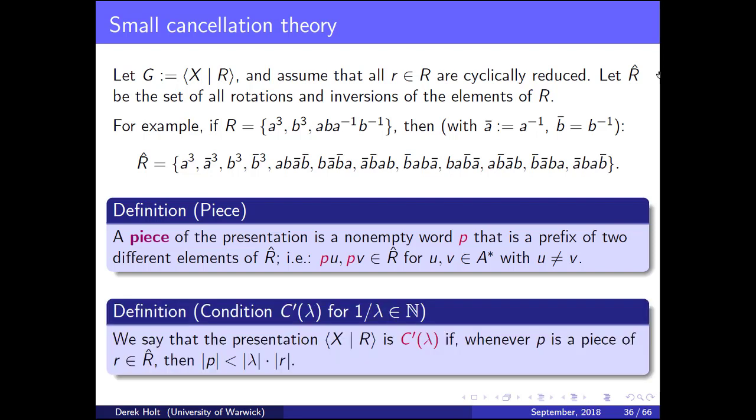And the most basic small cancellation condition, there are various different types but I'll stick to this, is something called C prime lambda, which I get confused by the definition. Think of lambda as typically a fraction, something like 1 over 6. So it satisfies C prime lambda if every piece is less than a fraction lambda of the relator.